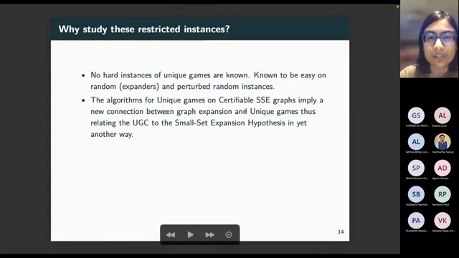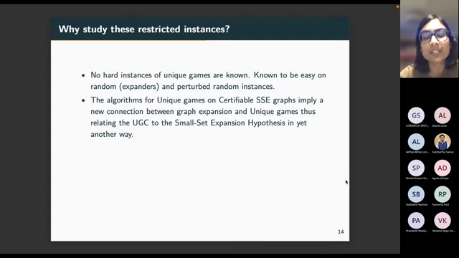So our algorithms on certifiable small set expanders imply a new connection between the unique games conjecture and the small set expansion hypothesis. So this small set expansion hypothesis says that the problem of distinguishing whether a graph is a small set expander or it is not a small set expander is also NP-hard. And basically, we do not know whether small set expansion is as hard as the unique games problem. So it is known that the small set expansion problem reduces to the unique games problem. So that is, it is easier than the unique games problem. But we do not know whether the unique games problem reduces to the small set expansion problem. So it could be that the unique games problem is much harder than the small set expansion problem.